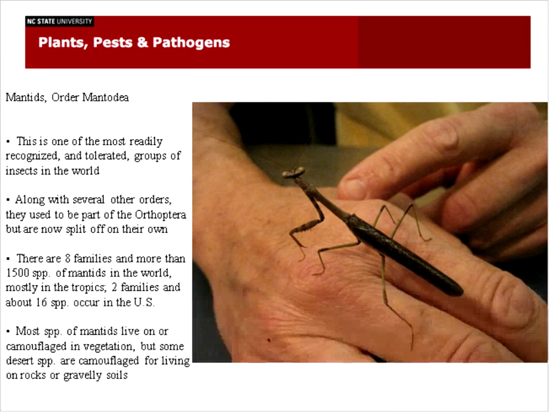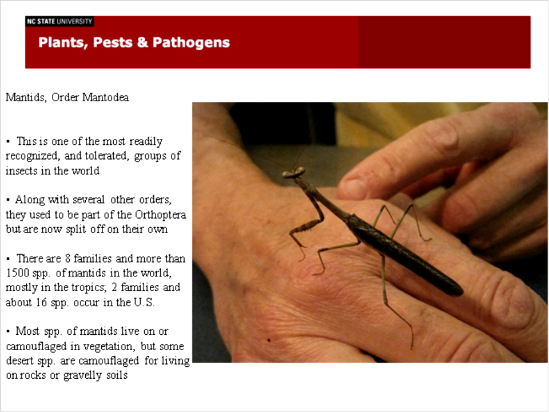All right, praying mantids. This is a group of insects that most people have heard of and recognize. One of the most easily recognized and probably well-tolerated groups of insects in the world. Now, the mantids used to be part of the order Orthoptera, which includes the crickets and katydids and grasshoppers and a few other obscure groups. But several of those, including the cockroaches, the walking sticks, and a few rather obscure groups that nobody else has ever heard of, have been split off and made into orders of their own now. So the mantids are in the order Mantodea.